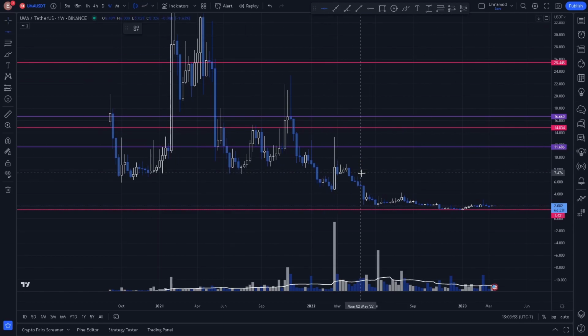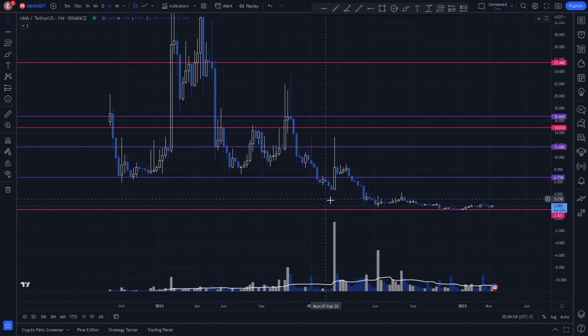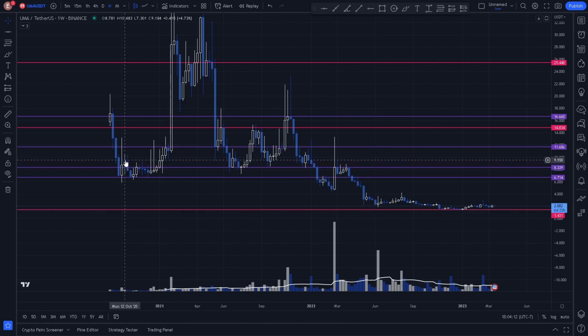Now, let's go ahead and plot another key level here where we see multiple reactions acting as support and a little bit of resistance here. We have one more key level right here where we see support and resistance.